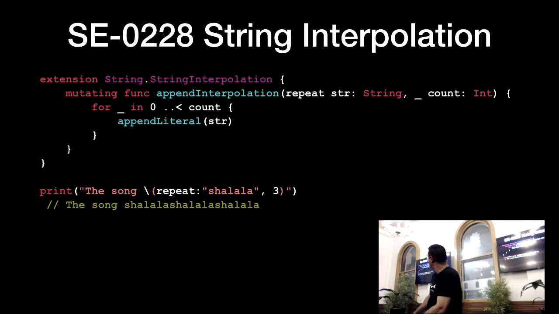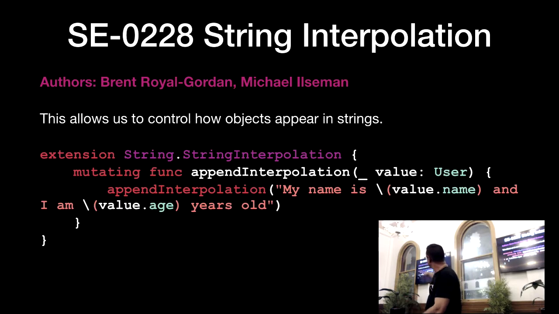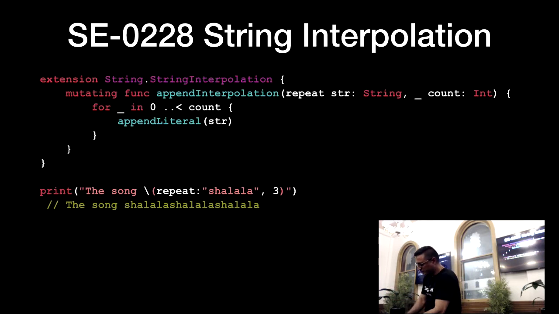Now, here's an example. You can use a mutating function, and this one has a value which is a user. That means you can overload the function with different parameters, and it'll work accordingly. Here we are passing a user, and we're saying my name is value.name and value.age. User is basically a structure or a class which has two members. And in this example, we are sending it a string and an int, so we are actually replicating it. When you say the song shalala 3 times, it'll format it 3 times. So this is really interesting if you want to format strings.